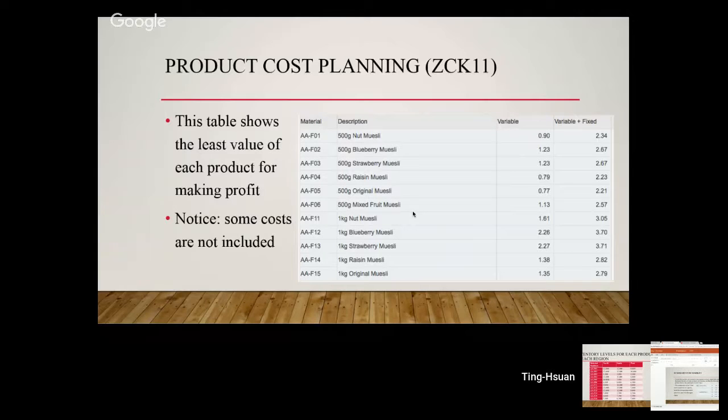The next one is product cost planning. This table shows the list value of each product for making profit. However, there are some costs not included, such as warehousing and transportation costs. It does not guarantee us a profit. This table can be a reference. However, we still need to consider other costs.